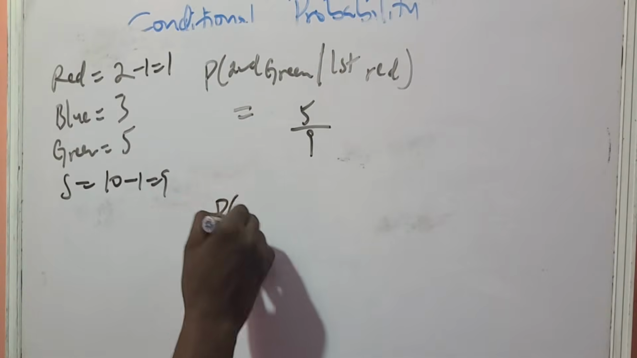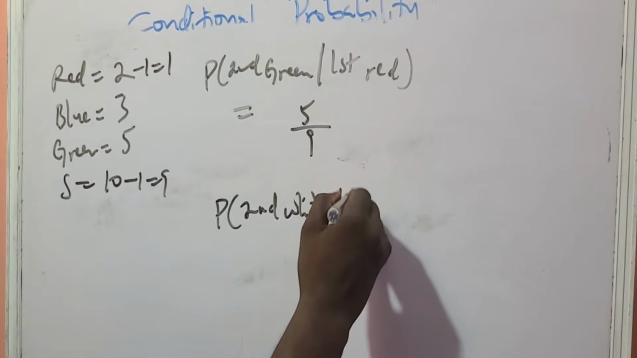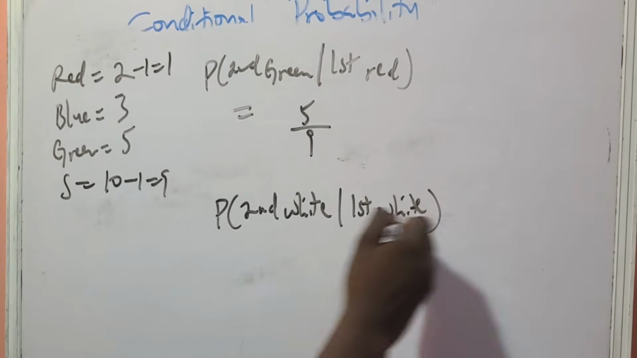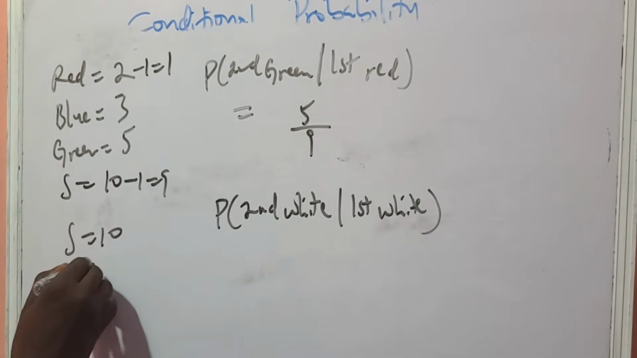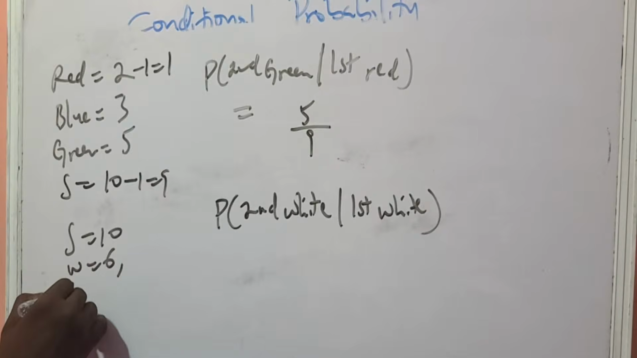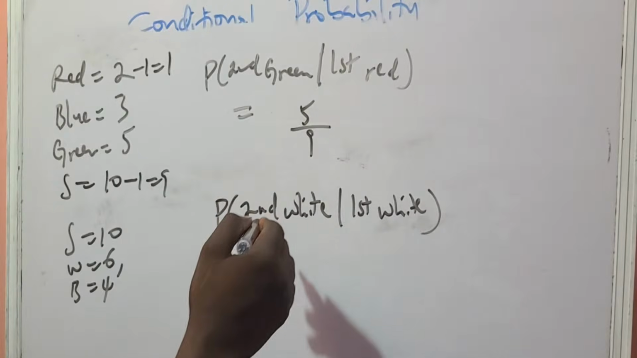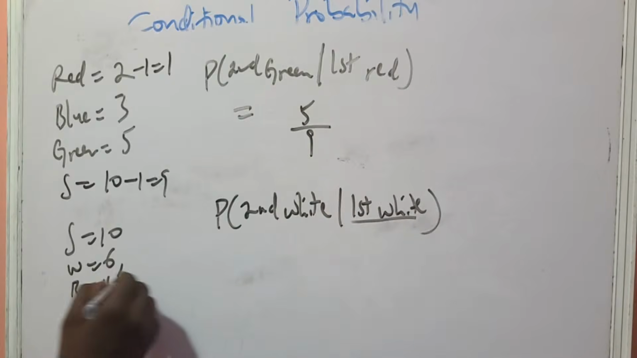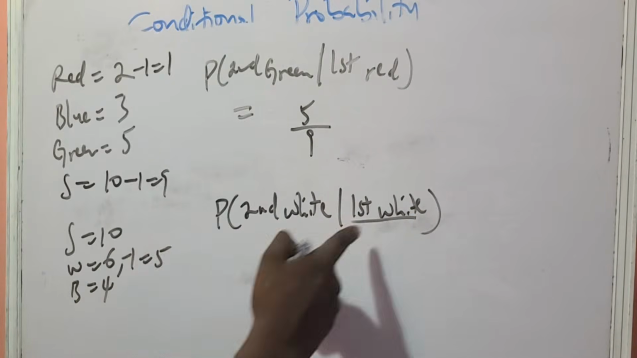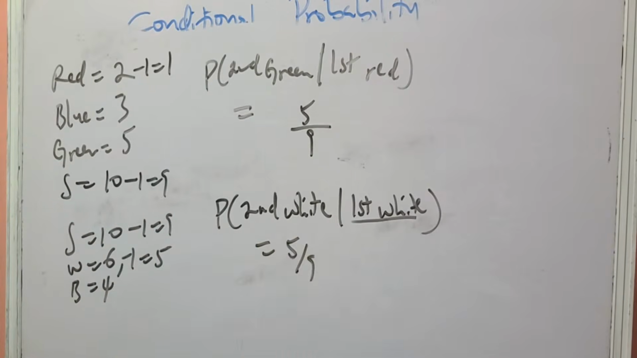You have to find the probability that the second was white, given that the first was white. You had 10 balls. White was 6, black was 4. Since you have picked the first white, you are left with just 5 whites, and you are left with only 9. So your answer is still the same: 5 over 9.